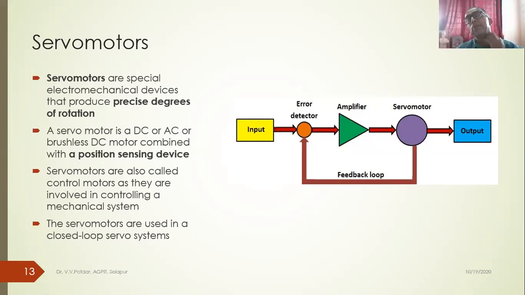Earlier also I gave you one example of a turbine speed control system. There also I use servo mechanisms. Those are also positional control mechanisms. So electrical motors also are used as servo motors. Servo motors are special electromechanical devices that produce precise degrees of rotation. I have precise angular positions.